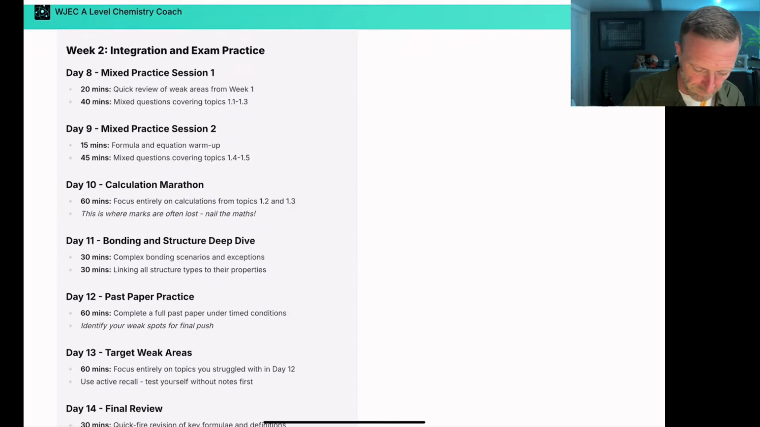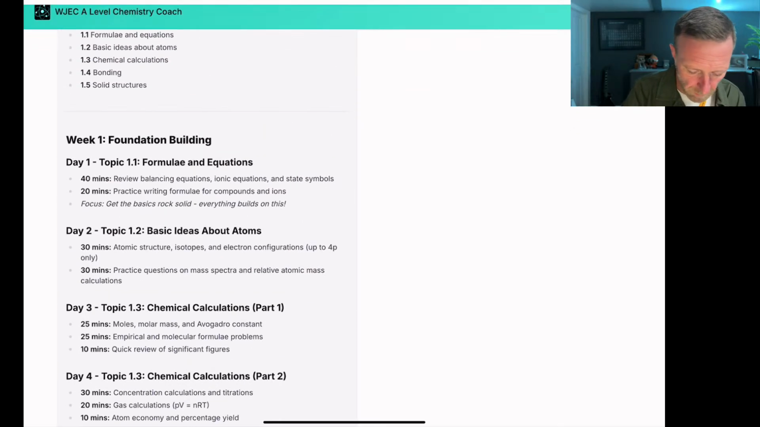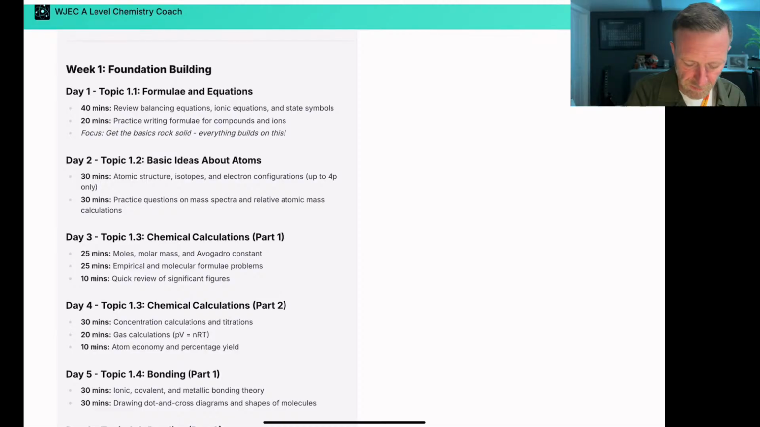This one was our revision plan. So, okay, day 1, formulae and equations. We need to review balancing equations, ionic equations and state symbols, and practice writing formulae for compounds and ions. Okay, so it's told me to do that. So you're like, okay, cheers. How do I do that?